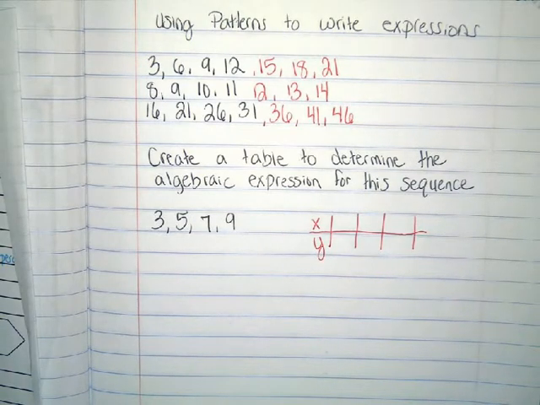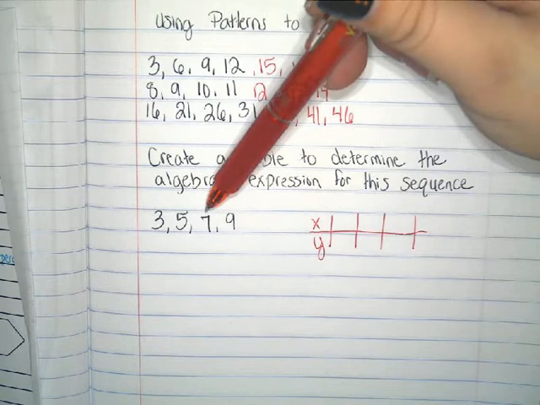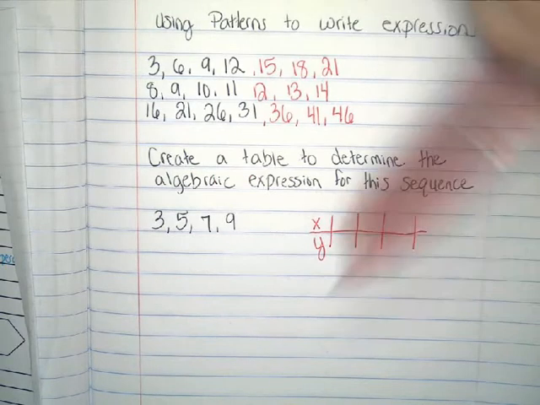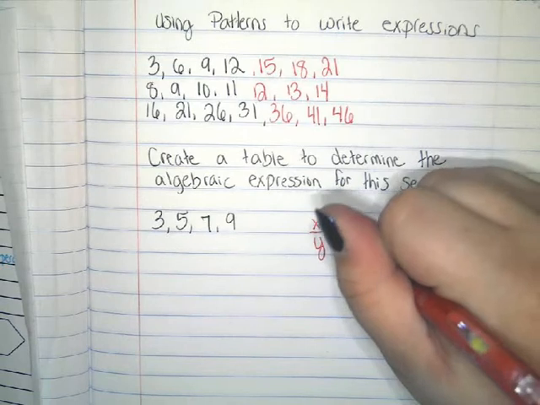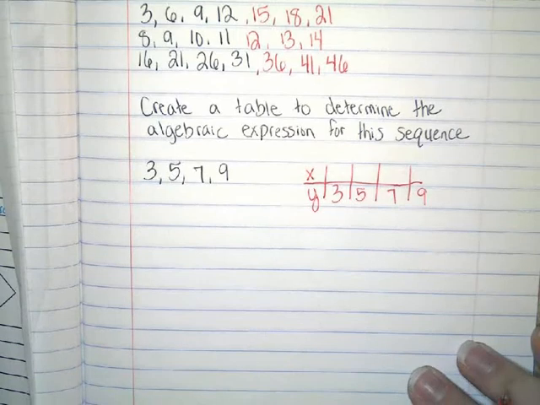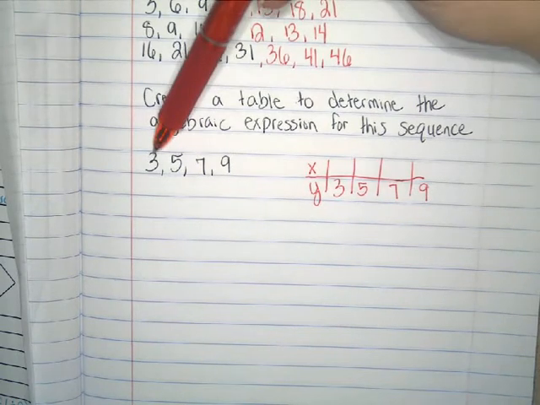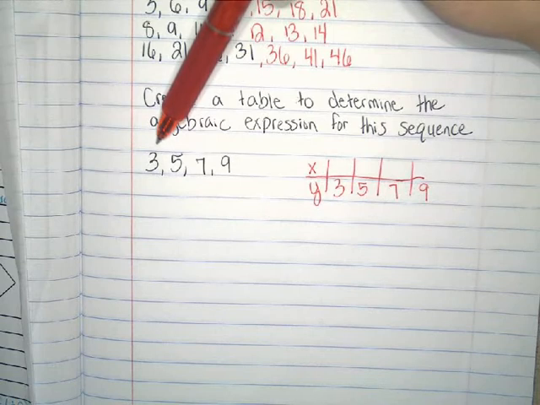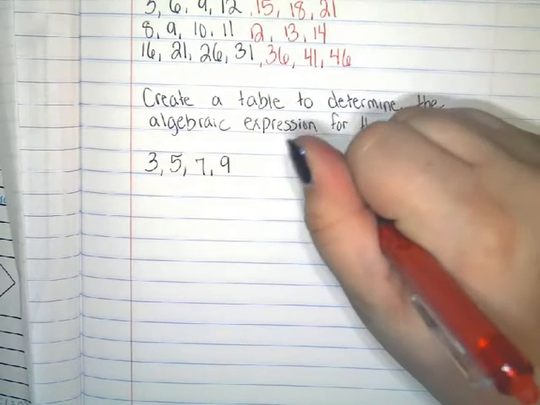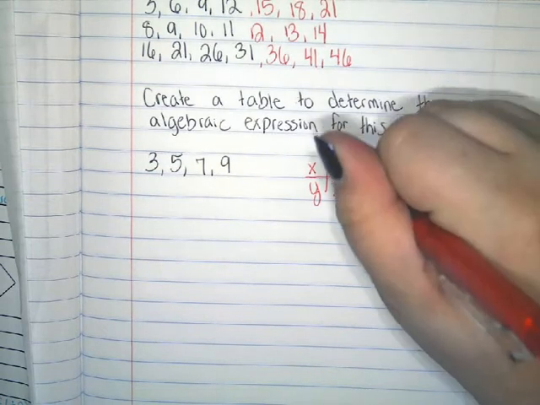Okay? So, the numbers from our sequence, we're going to fill in on the bottom part of our table. That's our Y. So our 3, 5, 7, 9, that's going to go on the bottom. So on the top, we want to look in our sequence, where does 3 fall? It's the first one, right? So above the 3, we're going to put a 1. So what are we going to put above the 5? 2. And above the 7? 3. And above the 9? 4.